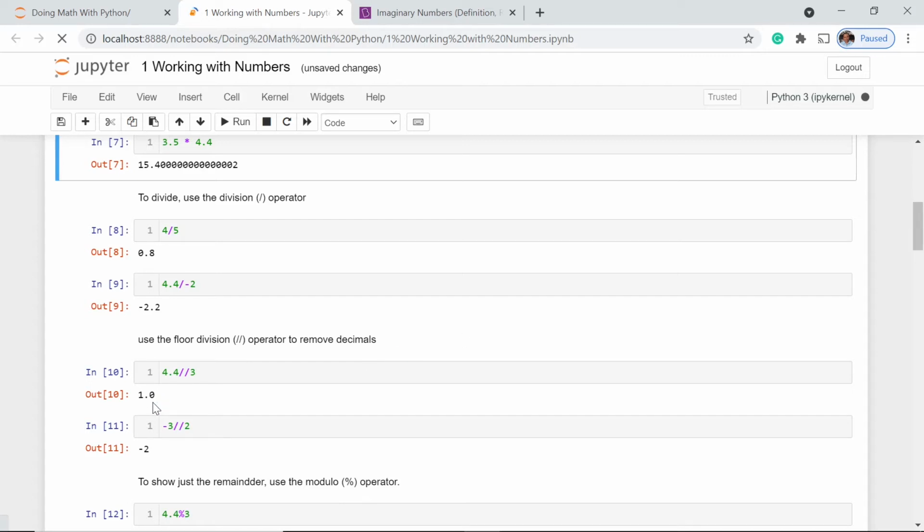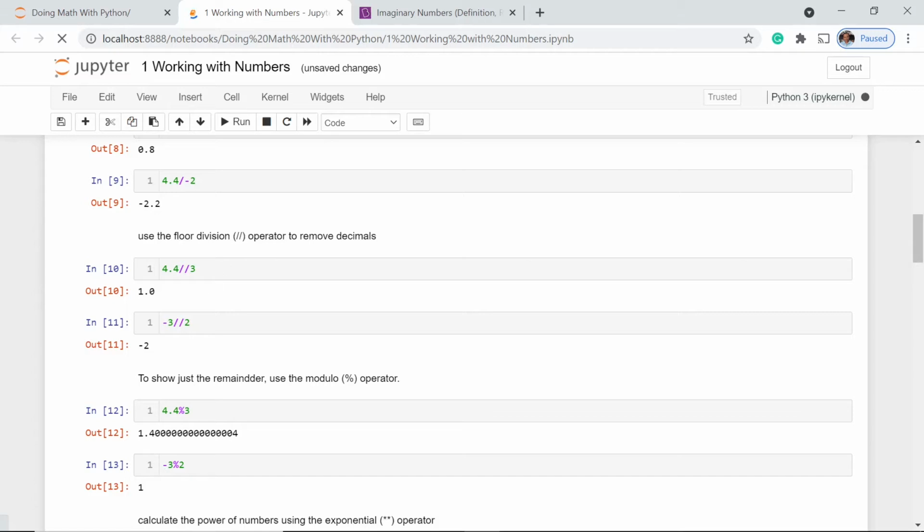So this is already a whole number. And negative 3 divided by 2, this will give us negative 2. So basically, when we divide this one, having decimal places, negative 3 divided by 2 would give us 1.5. So automatically, using this one, we will be given a rounded-off value of the result, or of the quotient.